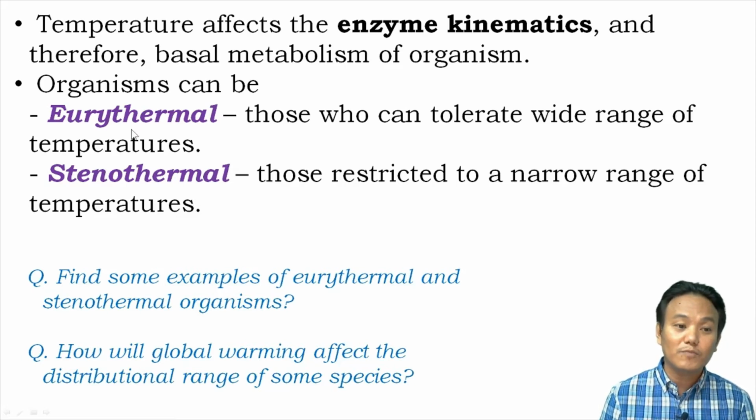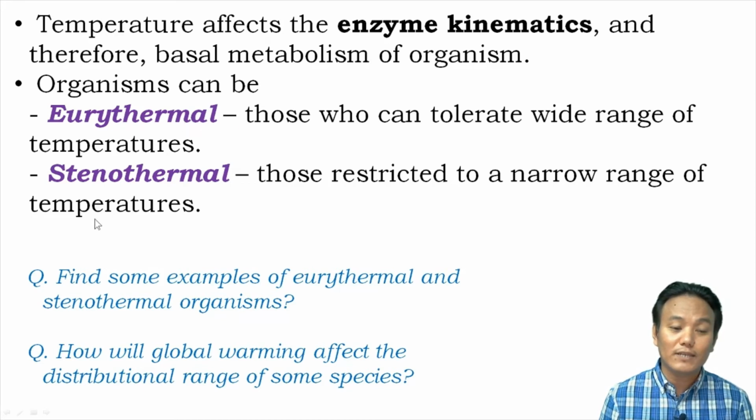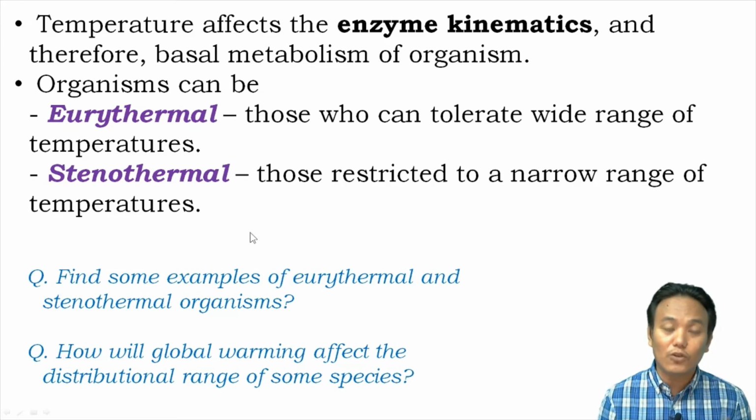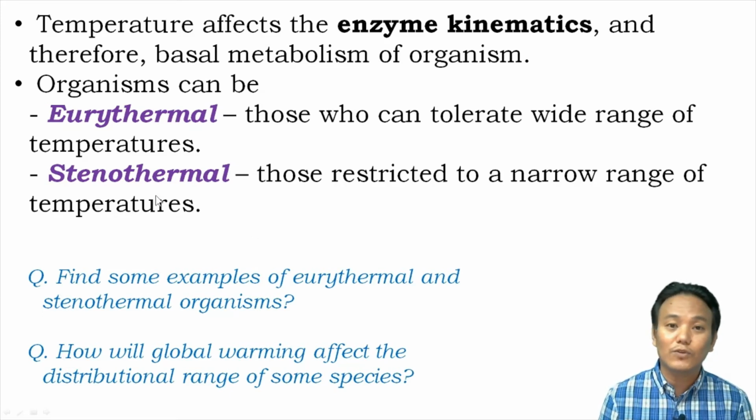Now, based upon this concept, you have to find some examples of eurythermal organisms and some examples of stenothermal organisms. You can take the example of human beings. Are human beings eurythermal or stenothermal? You should also try to find an answer for how global warming will affect the distributional range of some species. How will global warming, which is happening in this particular era, affect the distribution range of some species of organisms? Okay, so that is about temperature.